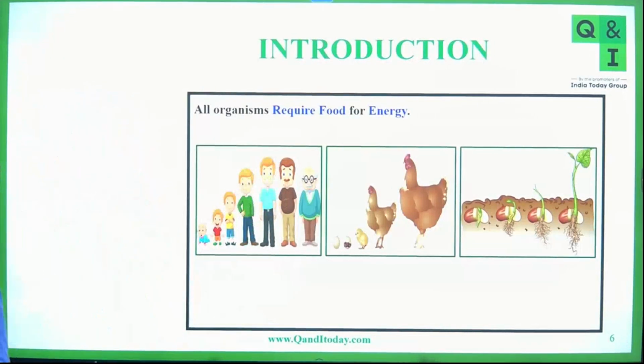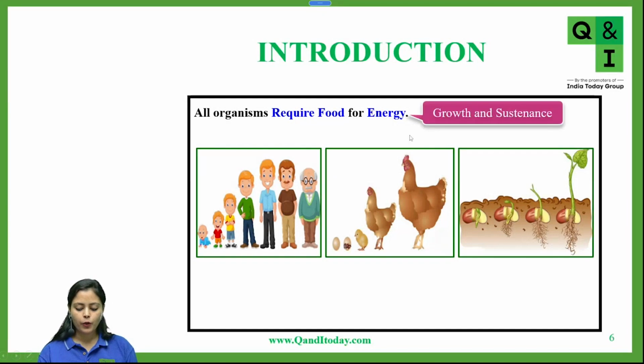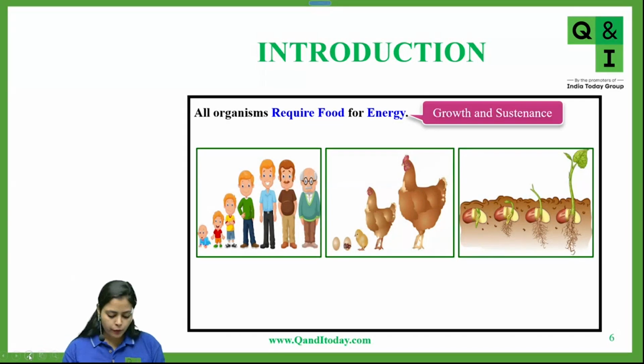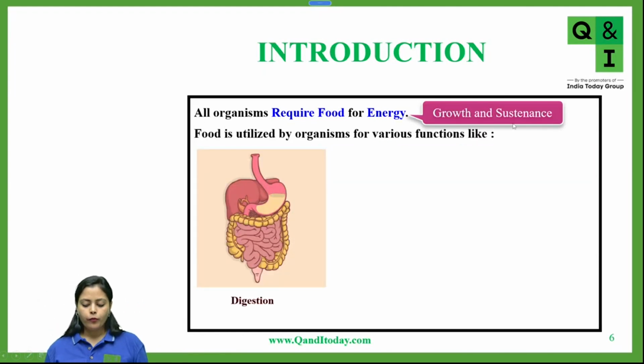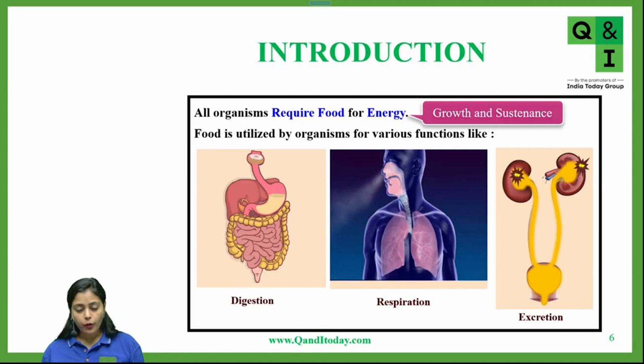See, all organisms require food for energy. You can see animals from here, you can see plants from here. Everyone requires food for their growth and sustenance. Now, food is utilized by various organisms for various functions. What are the various functions which an organism requires food for? The organism requires food for digestion. It also requires food for respiration, and it also requires food for excretion.